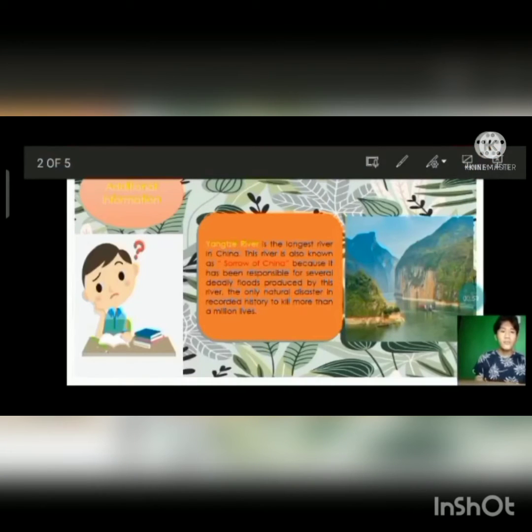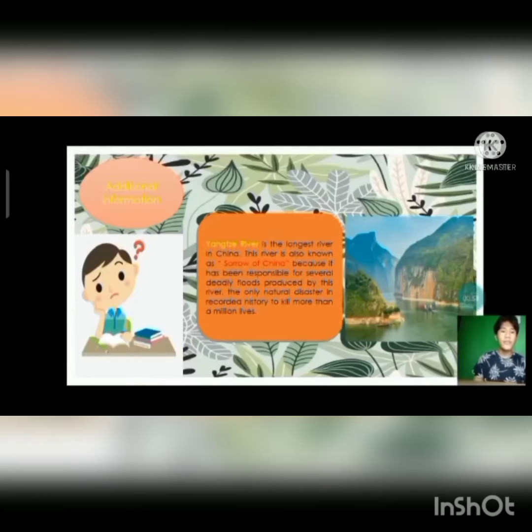So, additional information. Did you know that the Yangtze River is the longest river in China? It is also called the Sorrow of China because it has been responsible for several deadly floods, the only natural disaster in recorded history to kill more than 1 million lives.